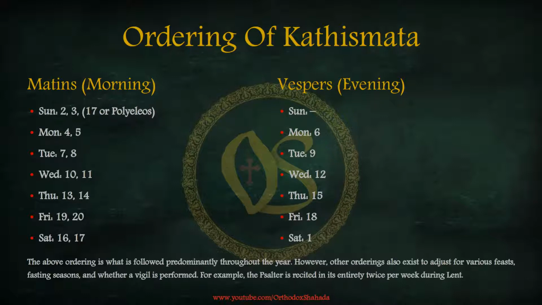and vespers, or evening services. The above ordering is what is followed predominantly throughout the year. However, other orderings also exist to adjust for various feasts, fasting seasons, and whether a vigil is performed. For example, the Psalter is recited in its entirety twice per week during Lent.